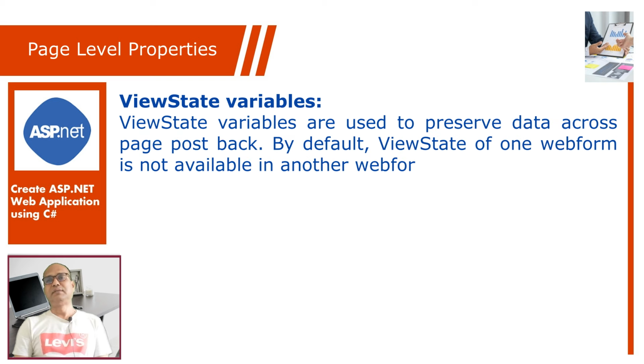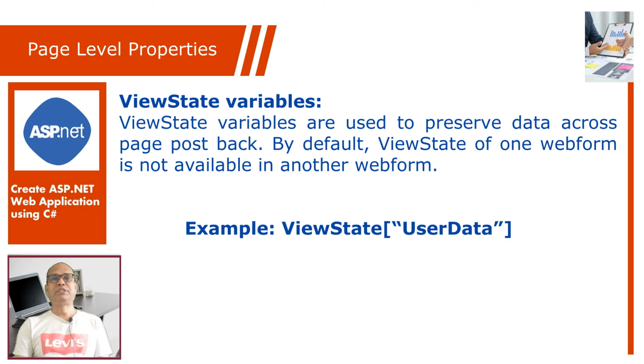Before ending this discussion, I want to describe three very important types of variables which are essential to know. Number one, view state. View state variables are used to preserve data across page postback. By default, the view state of one web form is not available in another web form. Example, view state.